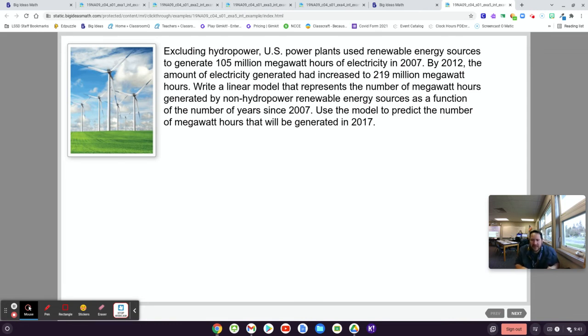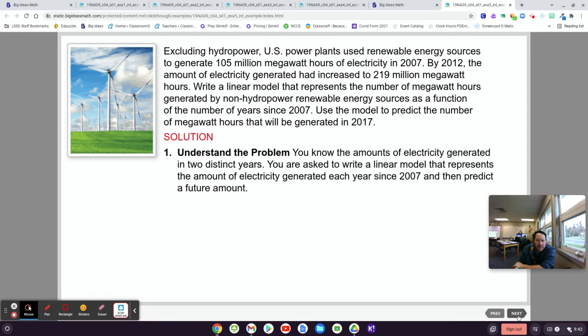So that's a fancy way of telling you you're going to have to find the slope and you're going to have to find the y-intercept. And remember, 2007 will be kind of like our year 0. That's like our starting point. Okay, so see if you can calculate the slope for this situation. What is the rate of change for this situation?